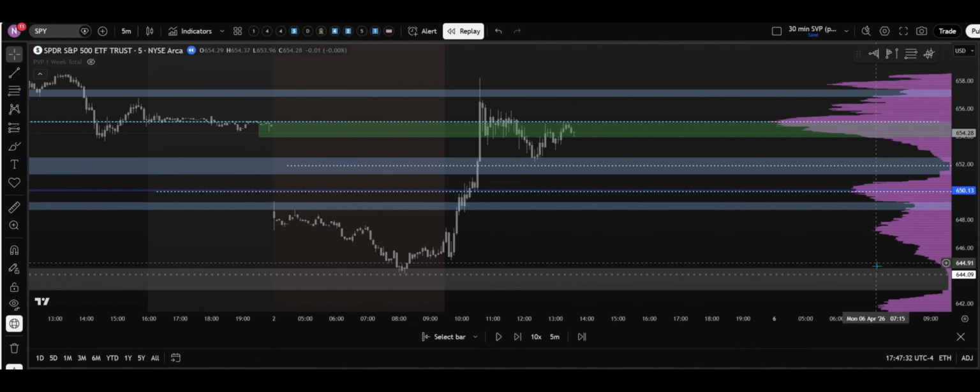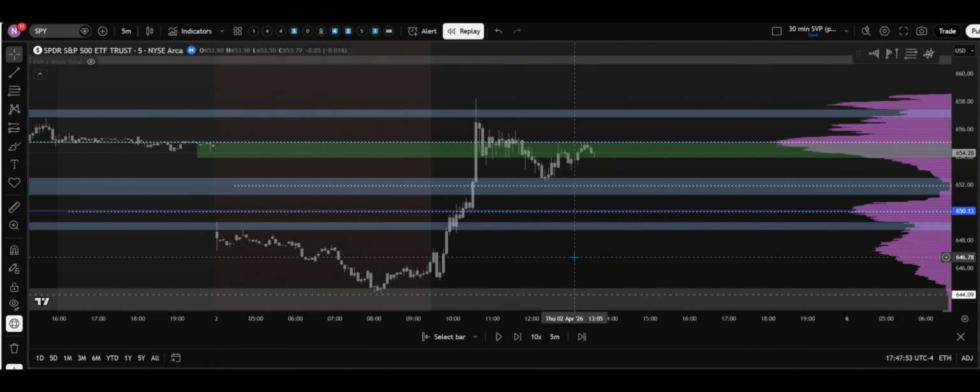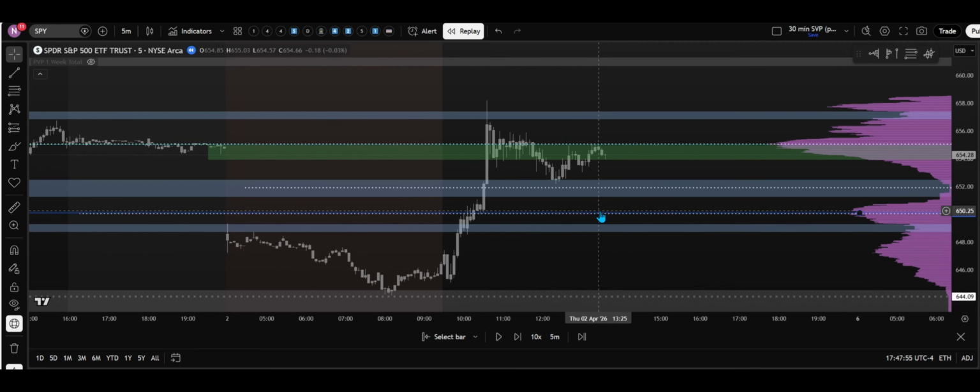It's always about these zones of the volume profile, how many of them line up. If you're in a long trend, then make sure you're longing the bottom of those high volume nodes. And if you're in a short trend overall, make sure you're shorting the tops of the high volume nodes here.